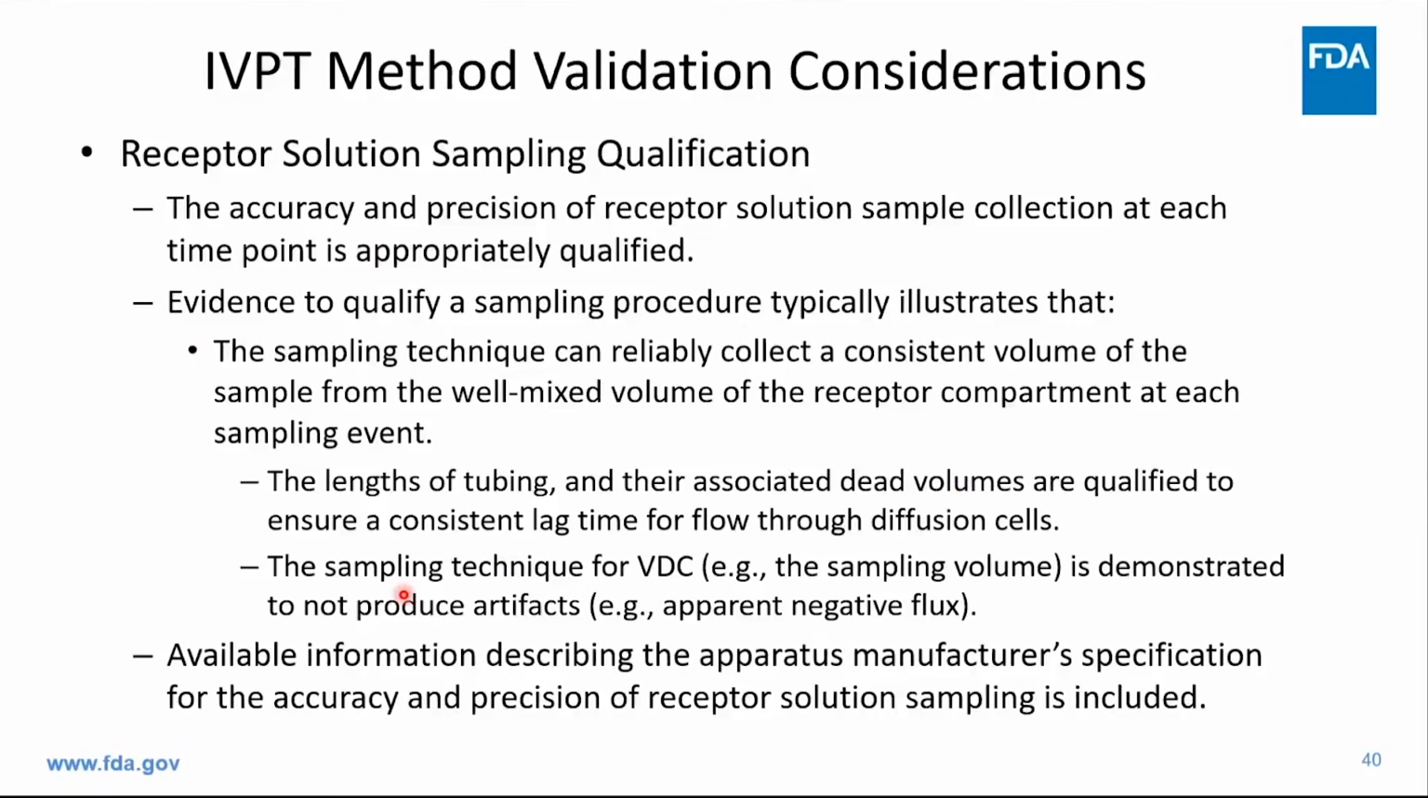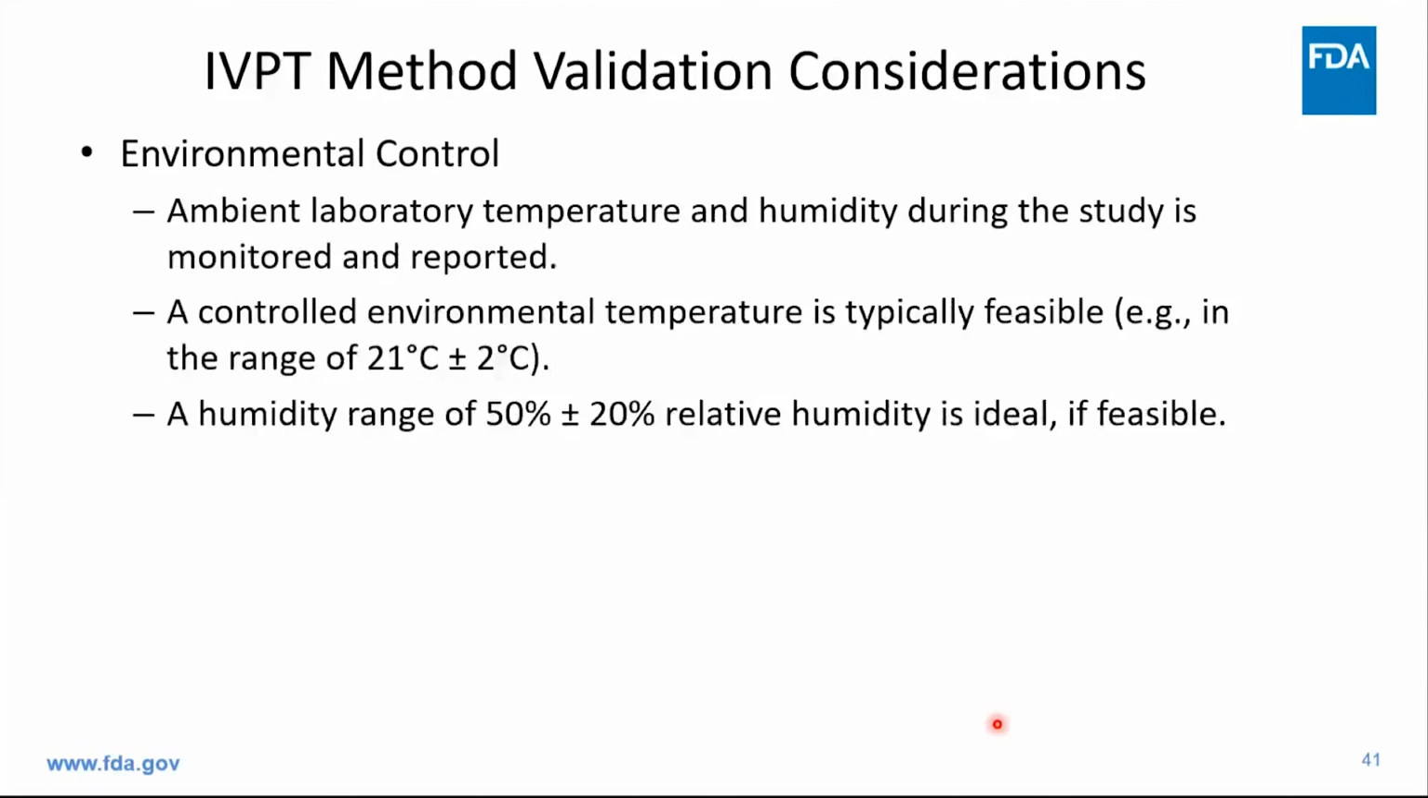And for the sampling technique for vertical diffusion cells, for example, the sampling volume should be demonstrated not to produce artifacts like an apparent negative flux if you're sampling an aliquot that is too low. Also, you want to have available information describing the apparatus manufacturer's specification, if available, for the accuracy and precision of the sampling, especially for automated mechanical sampling systems.